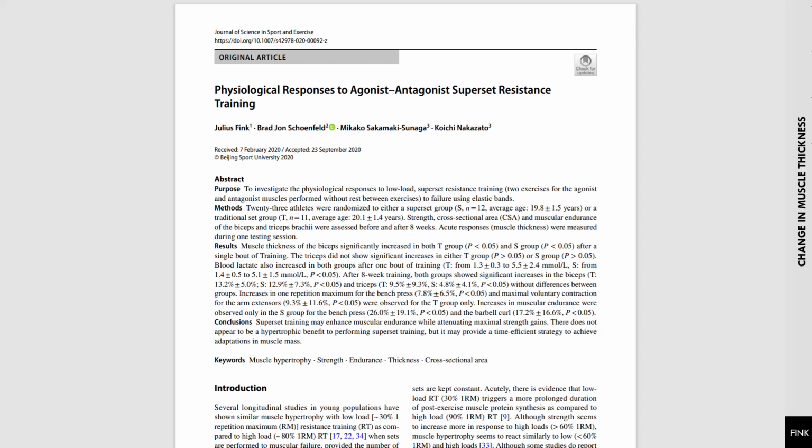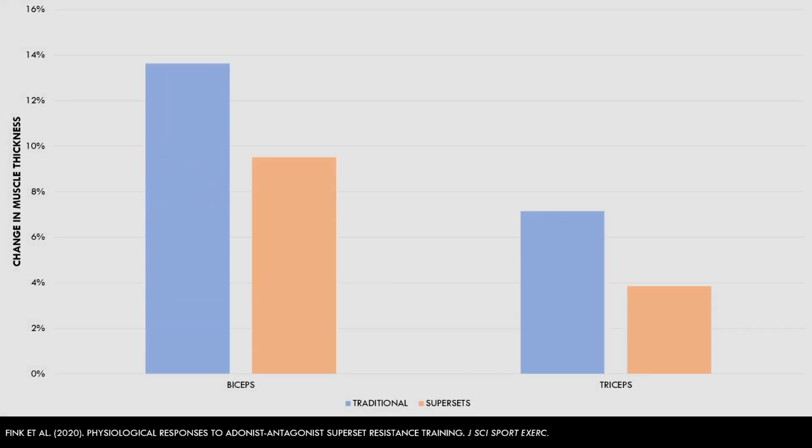After an 8-week training protocol, it was found that hypertrophy of the biceps and triceps was similar between groups, although there seemed to be a slight benefit in favor of the traditional training group. However, this may not have been a fair comparison because the superset protocol was performed without any interset rest, while the traditional protocol was performed with 1-minute rest between sets.